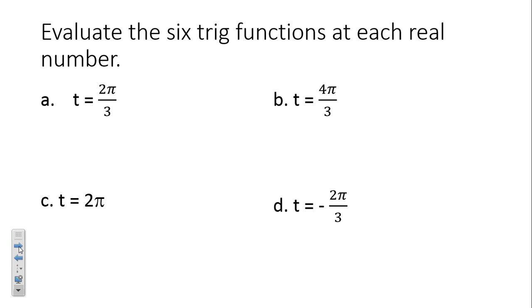Evaluate the 6 trig functions at each real number. Okay? So t is 2 pi over 3. 2 pi over 3 was this guy up here. Okay? 2 pi over 3 is a 60-degree angle, isn't it? What's the cosine of 60?